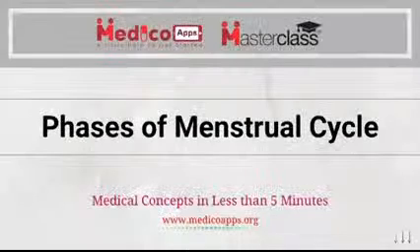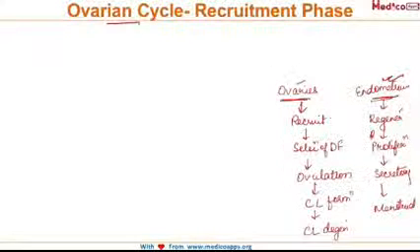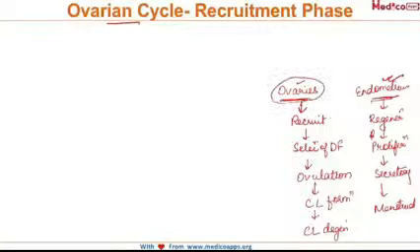Myself Dr. Gunjan, and we'll be continuing our series on menstruation, and today we'll be discussing the phases of the menstrual cycle. Now, in a menstrual cycle, the basic changes occur in the ovaries and the endometrium. So we have an ovarian cycle and an endometrial cycle going side by side.